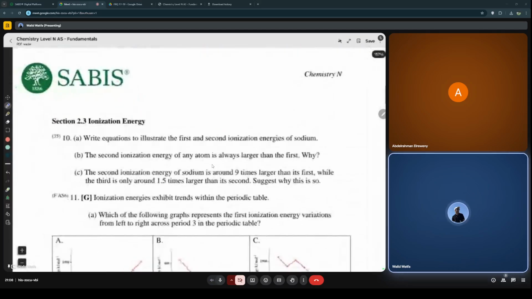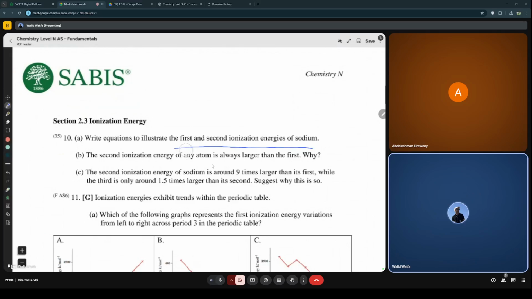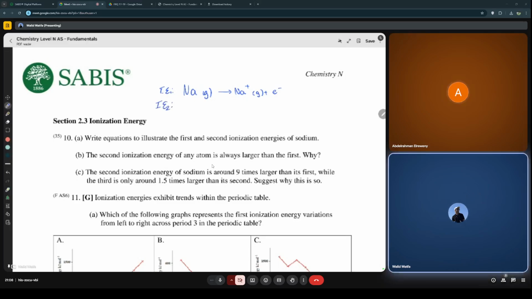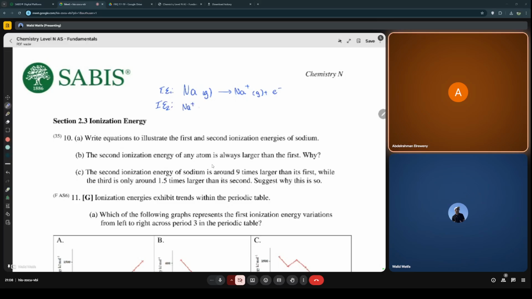Write equations to illustrate the first and second ionization energy of sodium. This is so easy. First ionization: Na gas goes to Na plus gas plus electron. Perfect. Second, same thing, but Na plus gas goes to Na2 plus gas plus electron. Excellent.